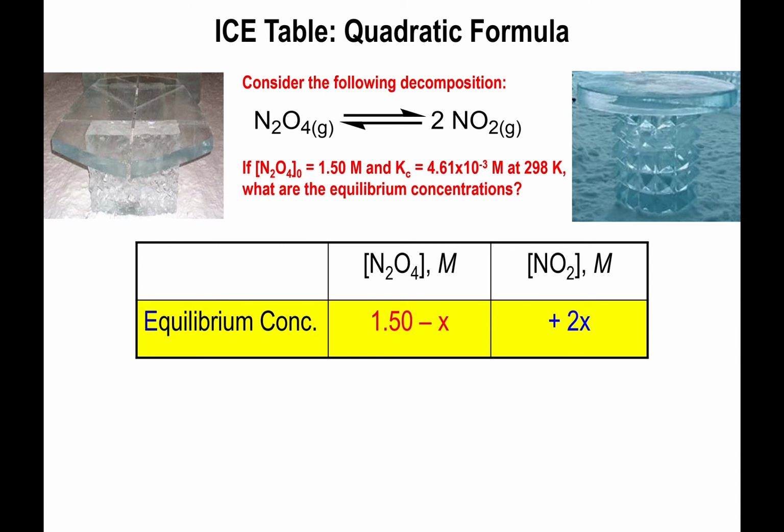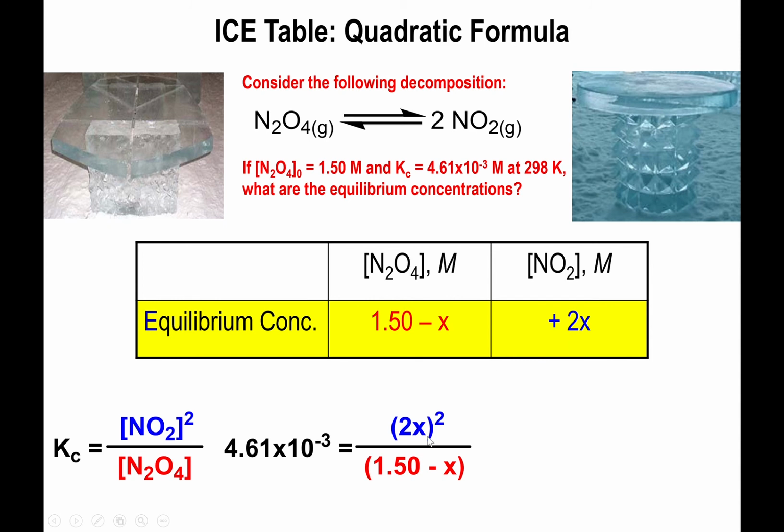the equilibrium expression. And the equilibrium expression in this reaction is NO2 raised to the power of 2 divided by the concentration of N2O4 raised to the power of 1. Since we know the concentration of NO2 to be 2x, we're going to be raising 2x to the second power. And since we know the equilibrium concentration of N2O4 to be 1.5 minus x, that's what we're going to have in the denominator raised to the first power. All of that equates to the equilibrium constant 4.61 times 10 to the negative 3.